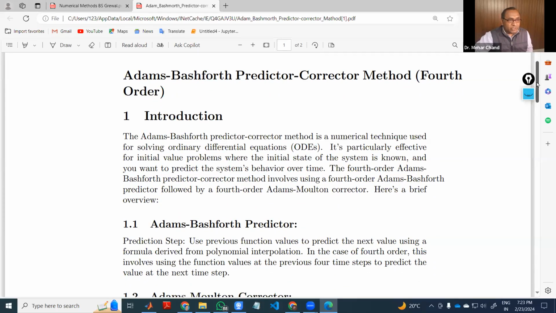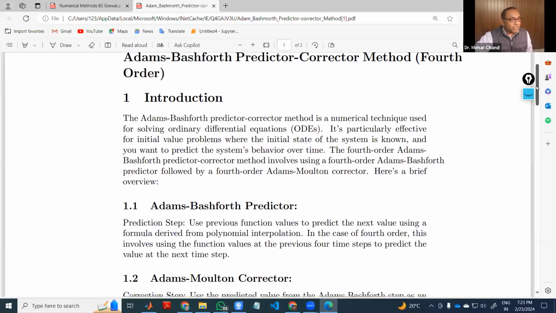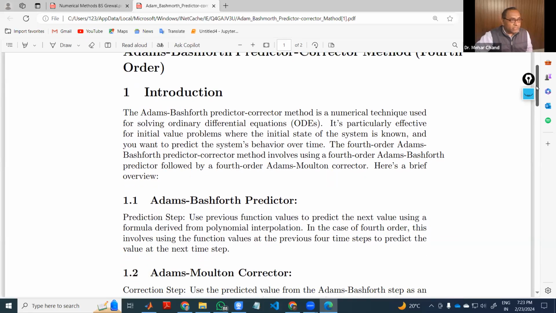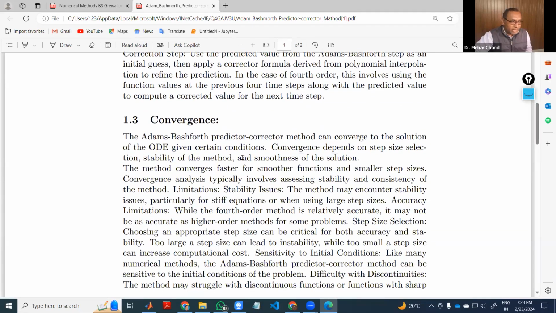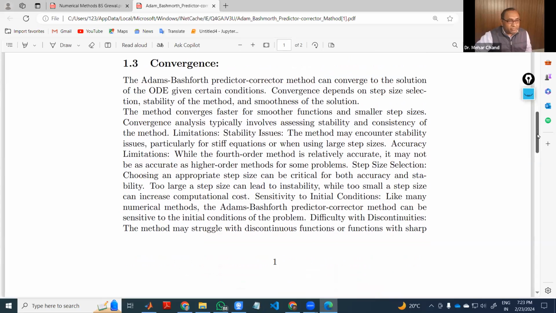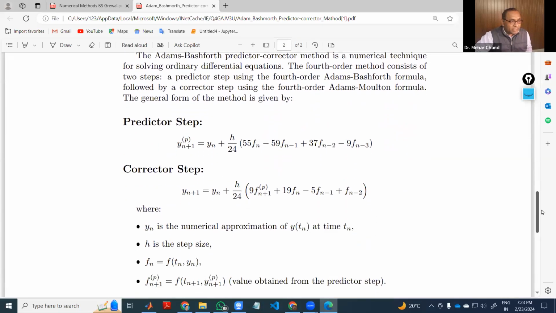The Adams Bashforth predictor-corrector method is a numerical technique used for solving ordinary differential equations. It's particularly effective for initial value problems where the initial state of the system is known and you want to predict the system's behavior over time. The fourth order Adams Bashforth predictor-corrector method involves using the fourth order predictor followed by the fourth order Adams Moulton corrector. So this is all about predictor and corrector. I hope you have gone through the convergence detail, but we will use MATLAB, so I want to skip the theoretical part and jump to our main task which is required.